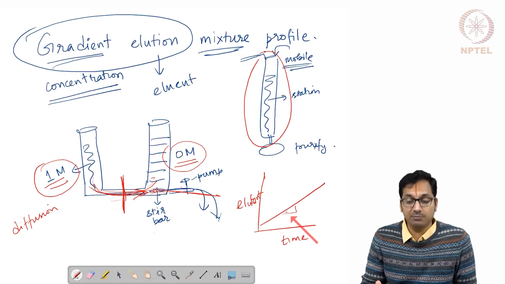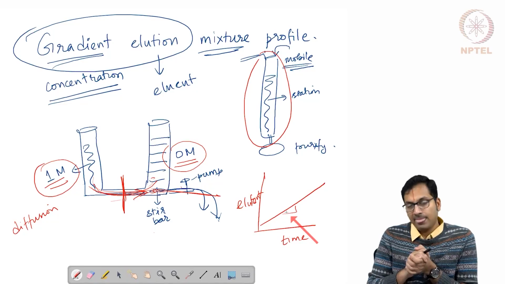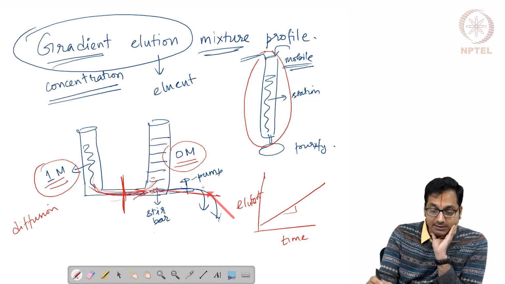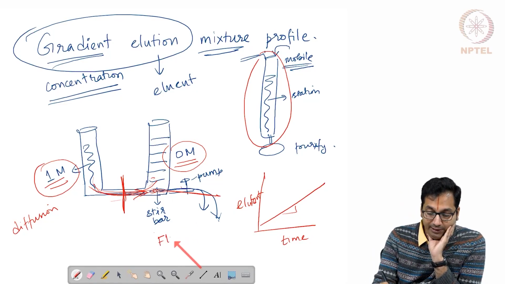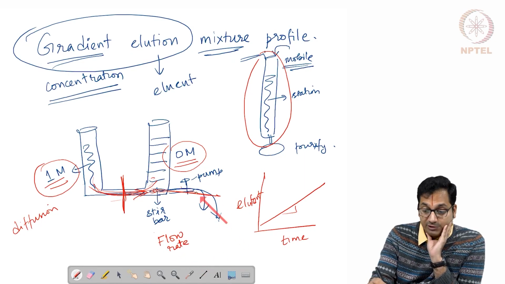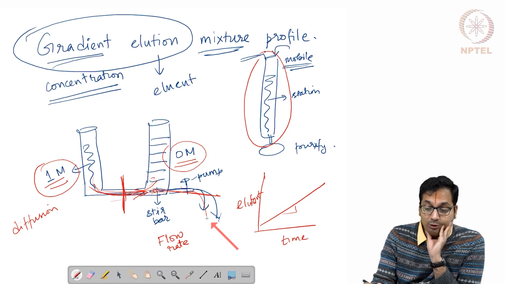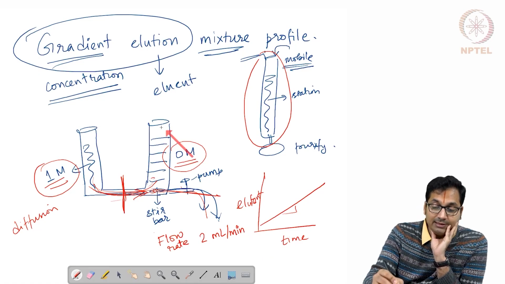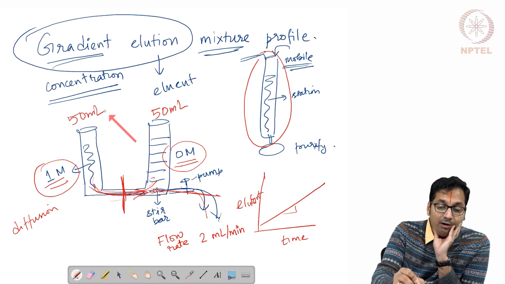So let's take a look. Why don't we try to simulate this? How would we simulate this? Let's think about it. Let's say we set the flow rate. What is the flow rate? The amount of liquid that comes out of this tube at a given unit of time. Let's say the flow rate is set to 2 ml per minute, and you have initial concentrations. Let's say this reservoir has 50 ml of 0 molar. This also has 50 ml of 1 molar.